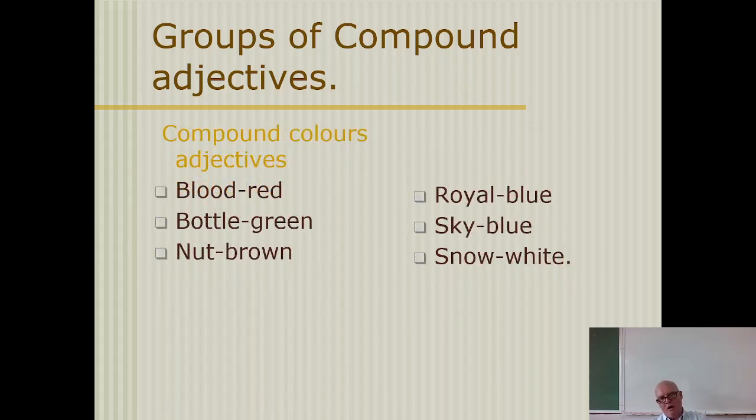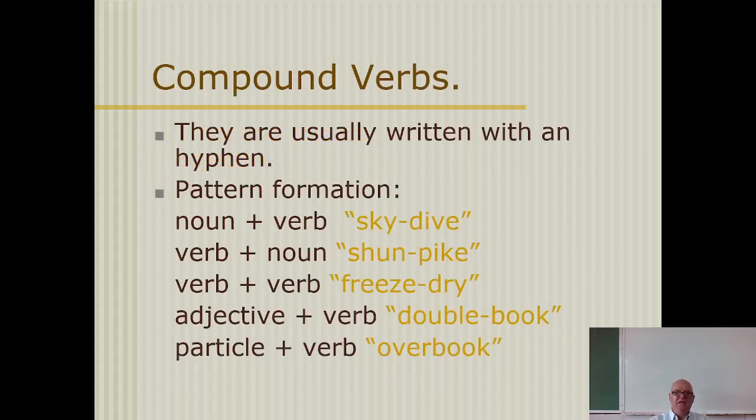Groups of compound adjectives. Compound color adjectives. Blood red, bottle green, nut brown, royal blue, sky blue, snow white. Hi, Snow White, here you are. They are usually written with a hyphen.